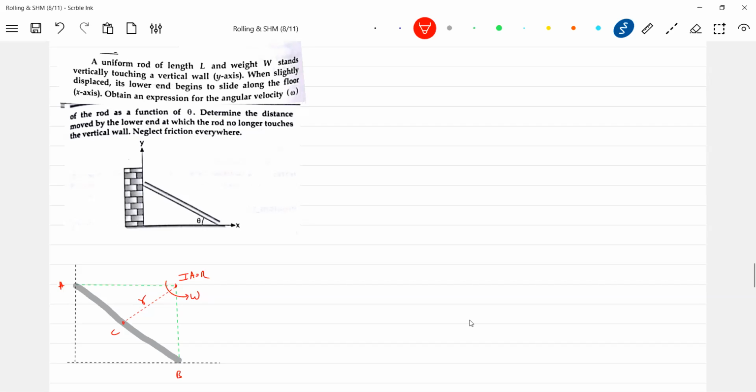So we know this distance. Coordinates of center of mass will be L by 2 cos theta, L by 2 sin theta. We can write all that. So what can be the distance R? R should be the length of the rod, which is given, no? Yeah, capital L.